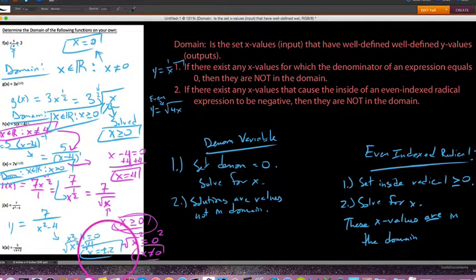I get 2 answers. So I would say that the domain of this, I'm going to try to put this in purple here, the domain of this would be x is an element of the set of real numbers such that x is not allowed to be a positive or a negative 2. That would be the domain of this function.